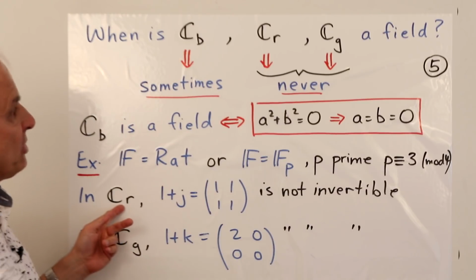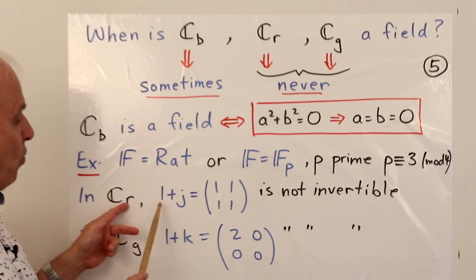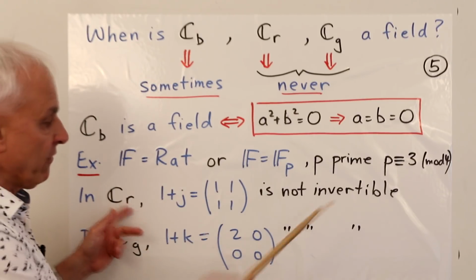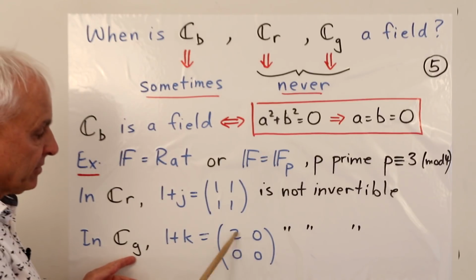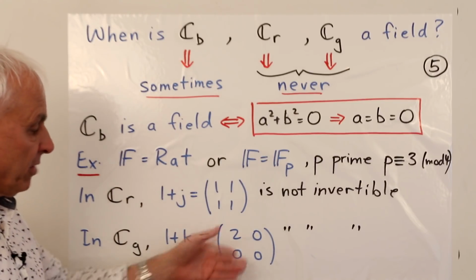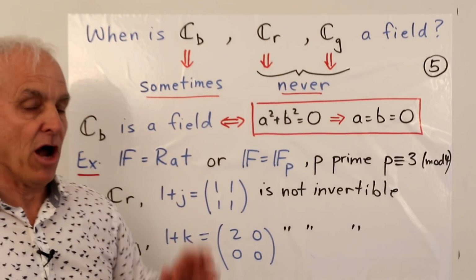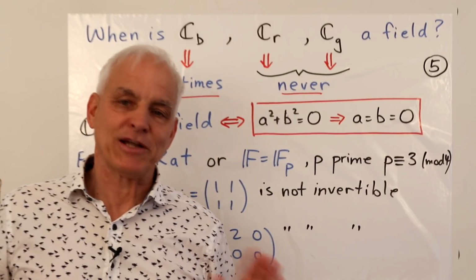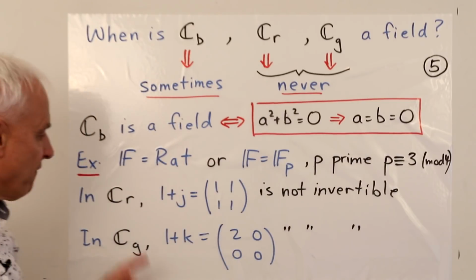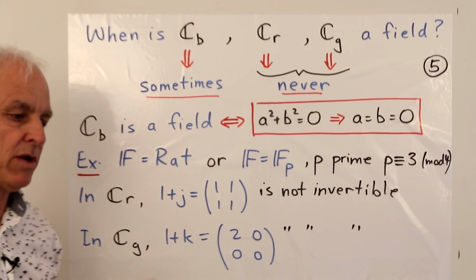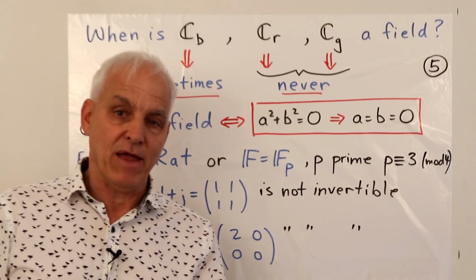Okay, so let me just point out again that in, say, the red complex numbers, 1 plus j, which is this complex number, is not invertible. Its determinant is 0. And in the green geometry, 1 plus k, which is this one here, is also not invertible. Its determinant is also 0. So it's clear that these things here are not fields. But that doesn't mean that we should exclude them from our arithmetic. No, no, no, no, no. Okay, these are still very, very important arenas for doing arithmetic because we can control the non-invertibility of things.